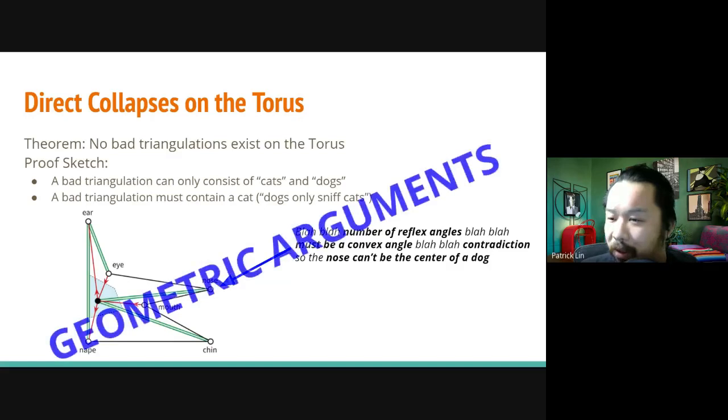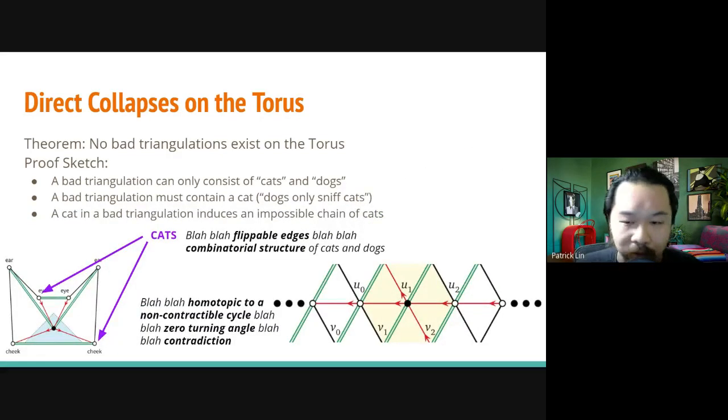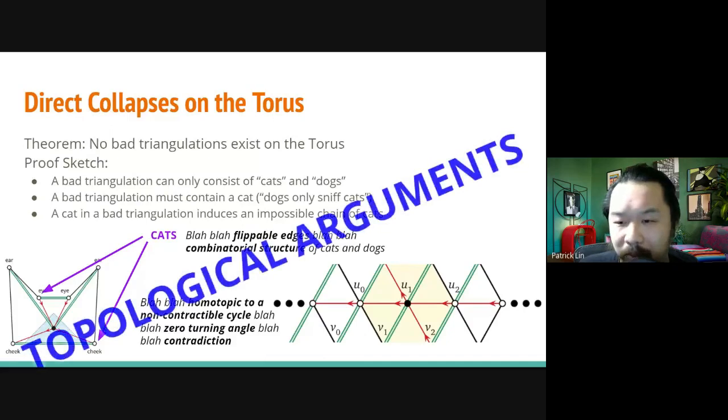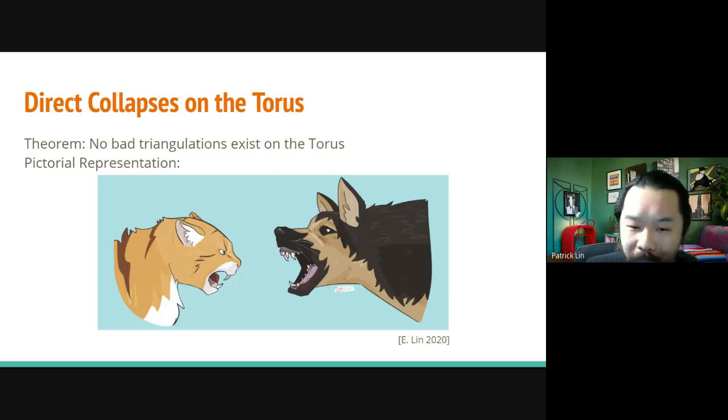After applying these geometric arguments, we have some more things that we can look at, and then finally we say, okay, we have to have a cat somewhere in there, and then we do a bit more geometric arguments, and then we move away from the geometry to looking at the topology of these embeddings and saying, okay, what happens if we start analyzing the topological properties? Topological arguments go here. At the end of the day, we end up with a contradiction that basically says this situation that we have cornered ourselves into is just impossible. These cats and dogs do not get along.